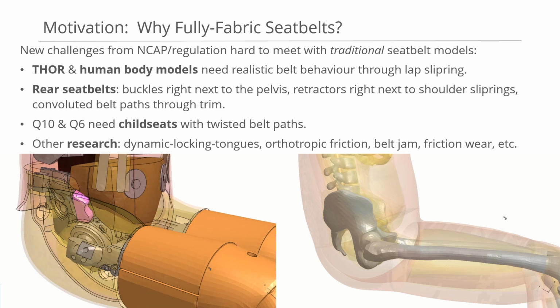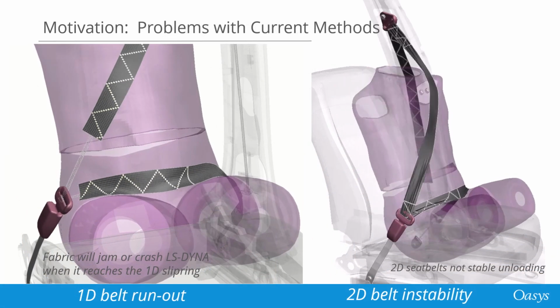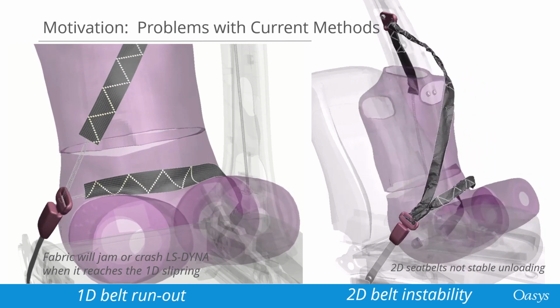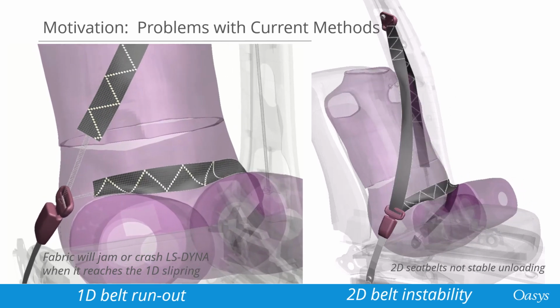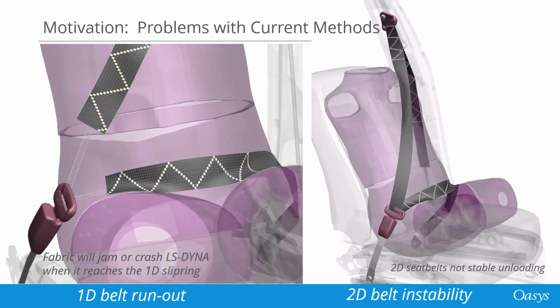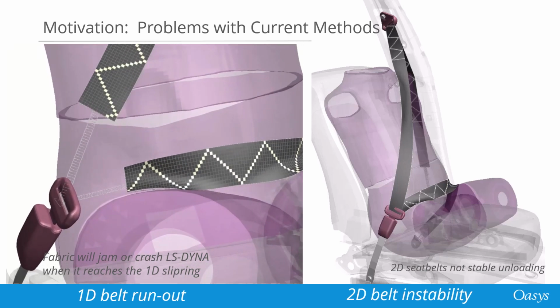Our customers have told us that they struggle to get the right results with traditional 1D and the more recent 2D seatbelts. They also want to further their research on realistic seatbelt systems. A common problem with 1D slip rings is belt runout, as shown on the left. This can occur when the buckle slip ring sits close against the pelvis. We need fabric shells to contact the dummy, but fabric doesn't pass through the 1D slip ring when the pretensioner pulls the belt in. The belt will jam when the fabric reaches the slot.